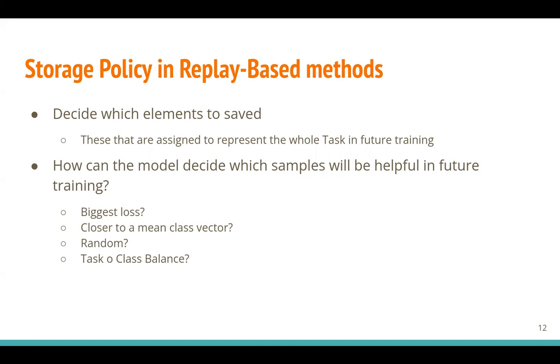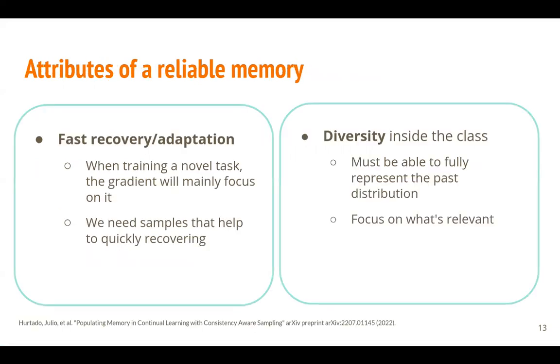So we thought about this problem, and we arrived at this solution that is proposed in this paper here, populating memory in continual learning with consistency-aware sampling. And most of this is kind of a spoiler, because this is kind of the conclusion, but we found that we need two attributes for a memory to be reliable.